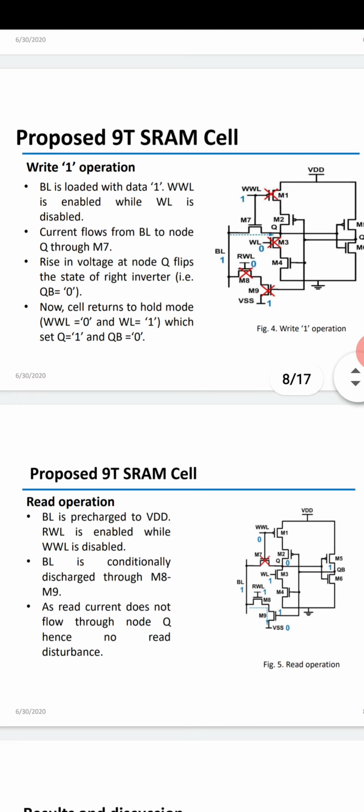This is the write 1 operation in the cell. During write 1 operation, BL is set high and WWL is also high while WL is 0. Therefore, there is no connection of Q to the ground and BL can easily transfer charge to Q and Q goes high, and due to feedback connection, QB becomes 0.